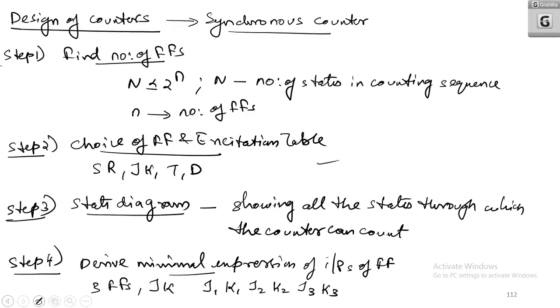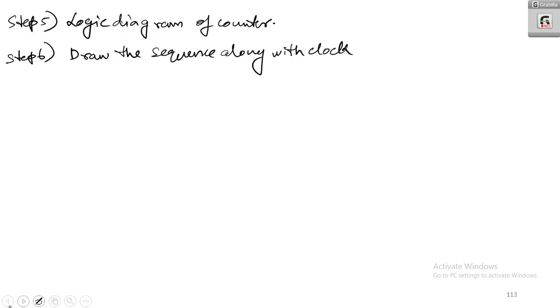So the first step is to find the number of flip-flops. The second step is to decide which flip-flop to choose and draw its excitation table. The third step is to draw the state diagram. The fourth step is to derive the minimal expressions for the inputs of the flip-flops. The fifth step is to draw the logic diagram of the entire circuit. Then the last step is to draw the sequence along with the clock. So that is the general pattern.